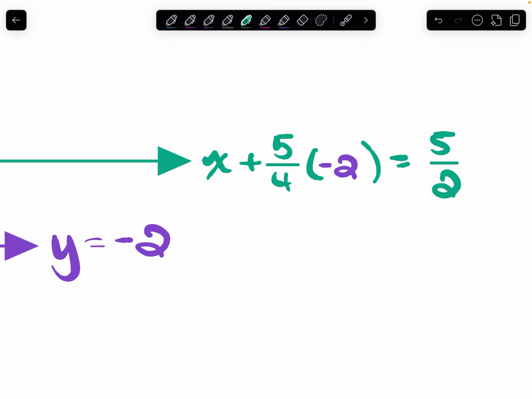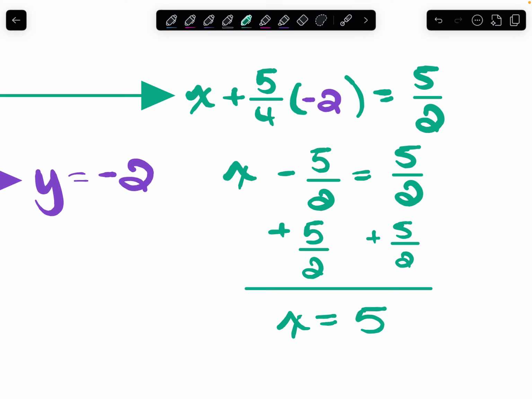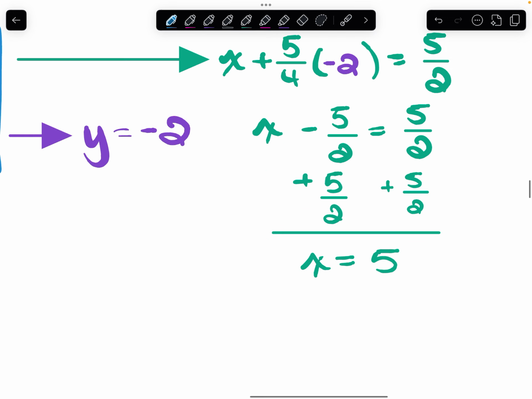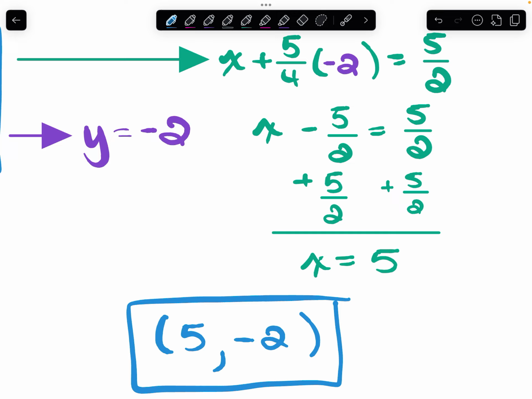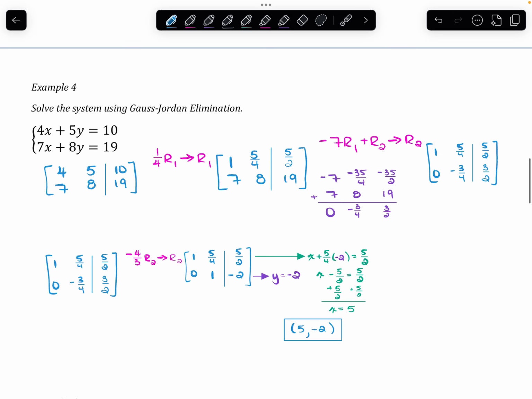So now we can do our algebra to solve for x. So x, 5 over 4 times -2, negative 10 over 4, which is going to be 5 over 2. Then we add to get back to the other side. So we have 5 plus 5 is 10. 10 divided by 2 is 5. So x is 5 and y is -2. Normally we like to write that solution as an ordered pair, x comma y. So these are pretty involved, so make sure your work is kept nice and neat so that I can follow it and see your steps.